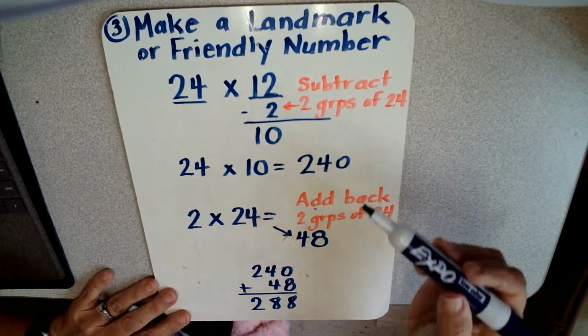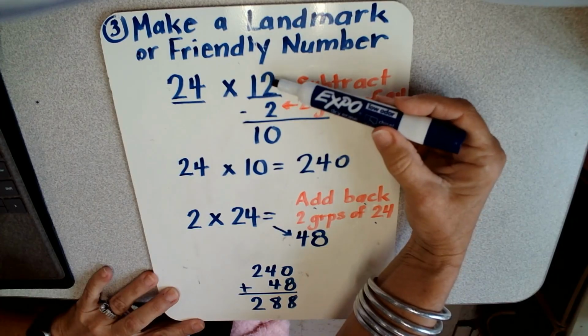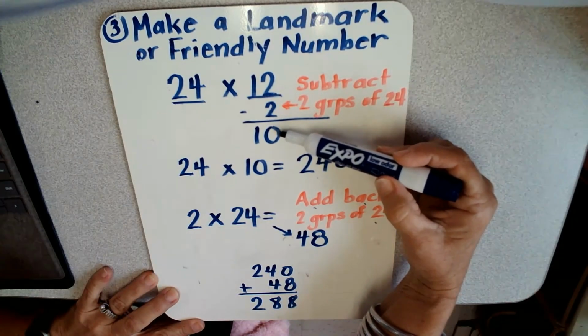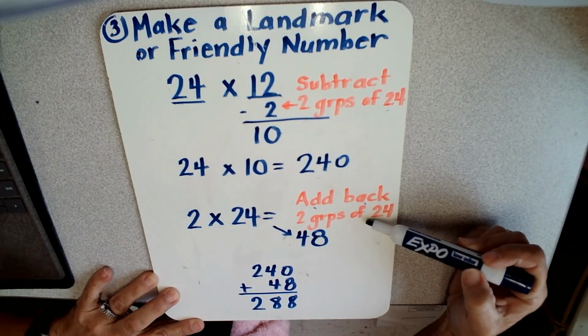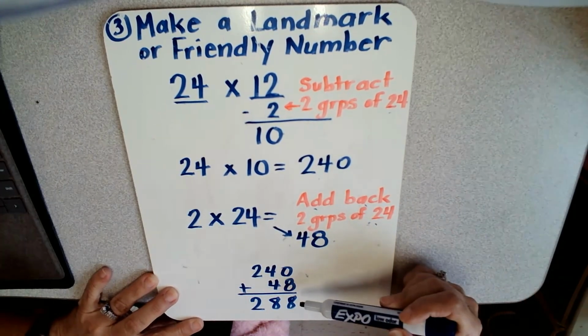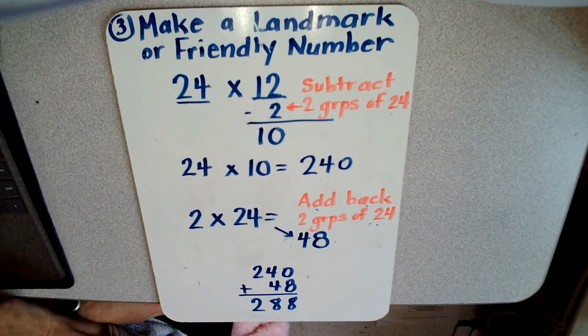288. So making this a friendly number, this 12, into a 10 by subtracting 2 groups and then adding back those same 2 groups that we took away at the end is going to give us our total of 288.